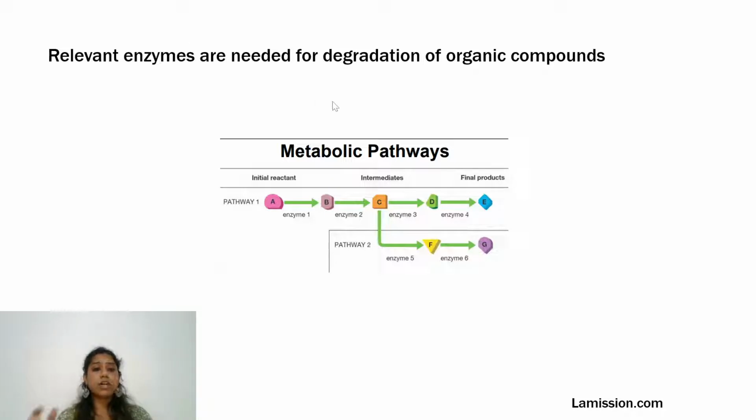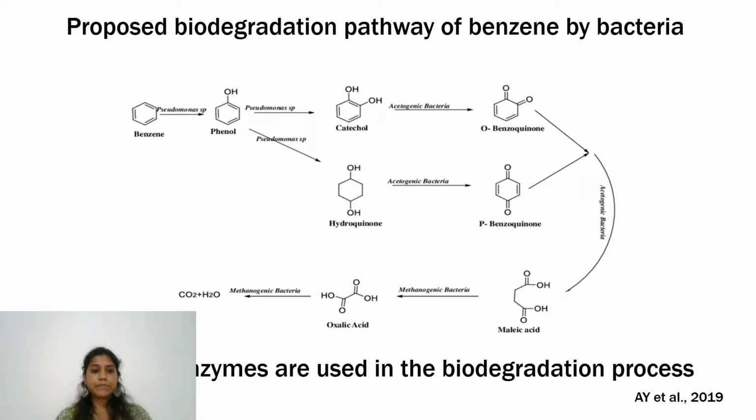These relevant enzymes are needed for degradation of organic compounds. In case of biodegradation, we would want organic compounds like petroleum products to be eliminated, or oil to be eliminated from contaminating water. Then multiple enzymes will be needed for continuing the process. This is an example of how multiple enzymes are needed. We saw this even in one of the previous sessions. This is the proposed biodegradation pathway of benzene by bacteria Pseudomonas. Pseudomonas, as we know, is the superbug, and it degrades.